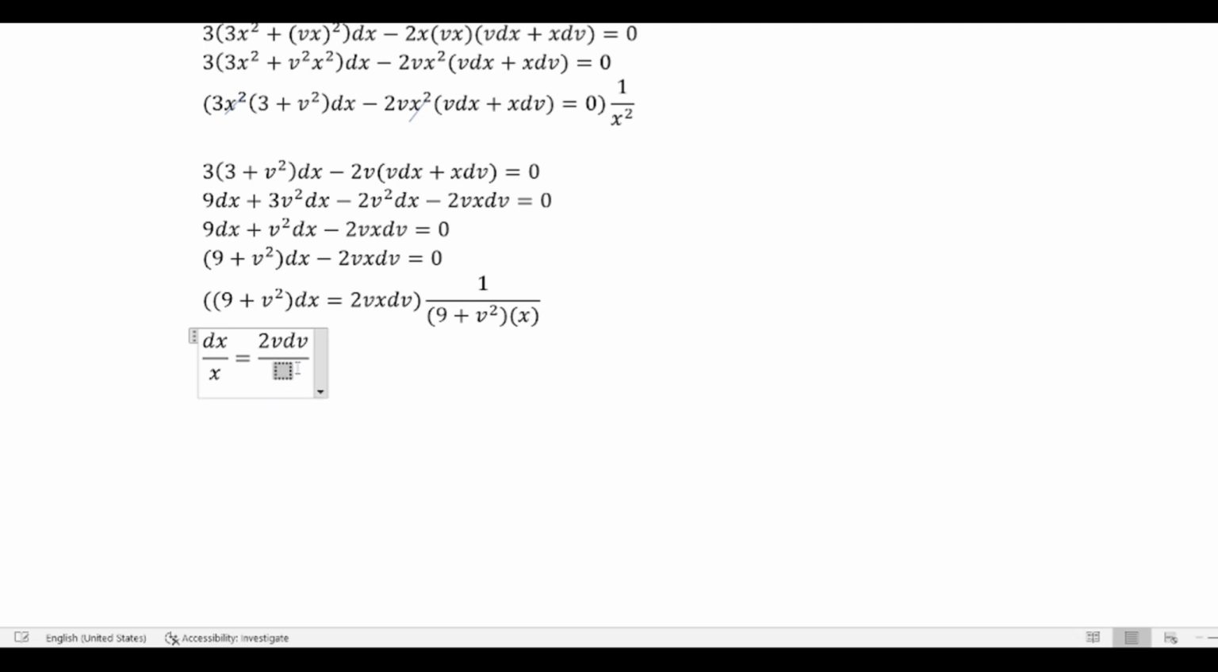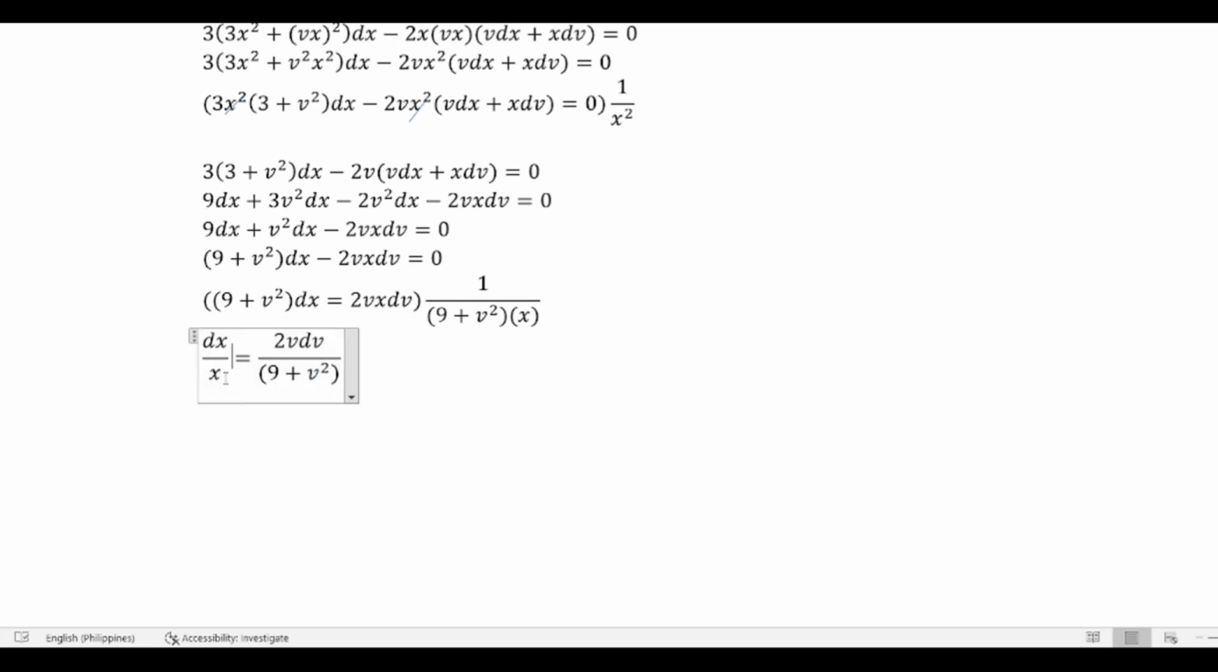So 9 plus v squared. All right. Now we can perform integration so that dx and dv would be eliminated in this equation, right? So in order to get our general solution, we need to integrate both of these. So how do we integrate?